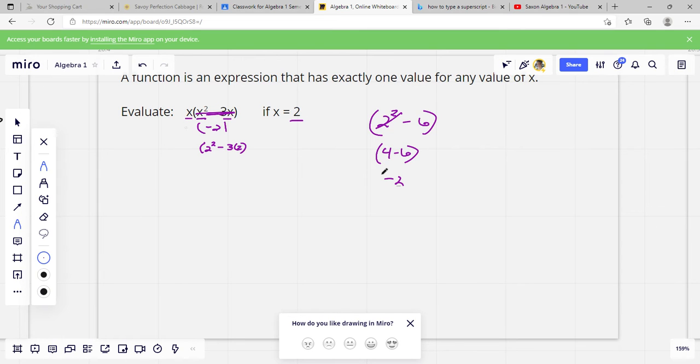And then we've got 2 times negative 2, which would be negative 4. So if we replace the x with 2 in this equation, our answer will be negative 4. Alright, and we've done ones like that before.